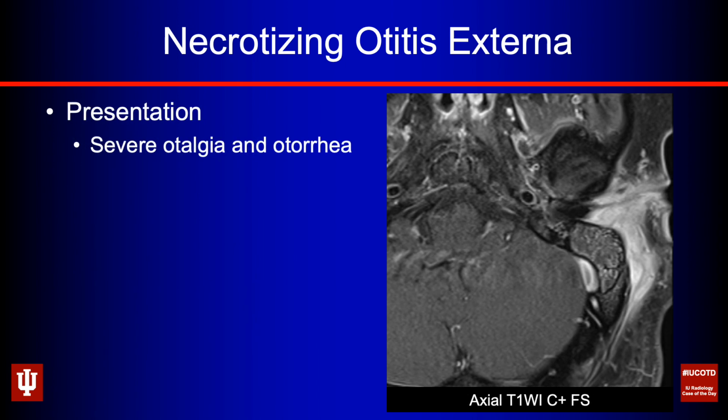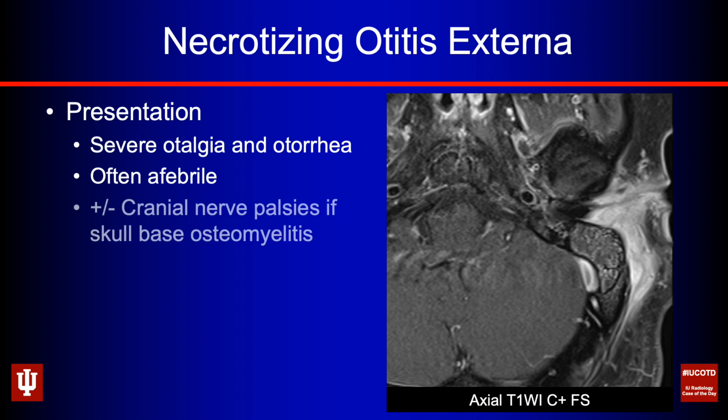Okay, so how do these patients present? They present with severe ear pain and otorrhea, so they have drainage from that painful ear. Now, interestingly, these patients are oftentimes afebrile, so you can't use that as a clinical discriminator to say, he doesn't have NOE. It's unreliable. One of the really ominous findings is a patient who presents with necrotizing otitis externa, and they also have cranial nerve palsies. That is a really big red flag. So whenever you get that history, those spidey senses really ought to be tingling. You need to be looking for skull-base osteomyelitis in those patients.